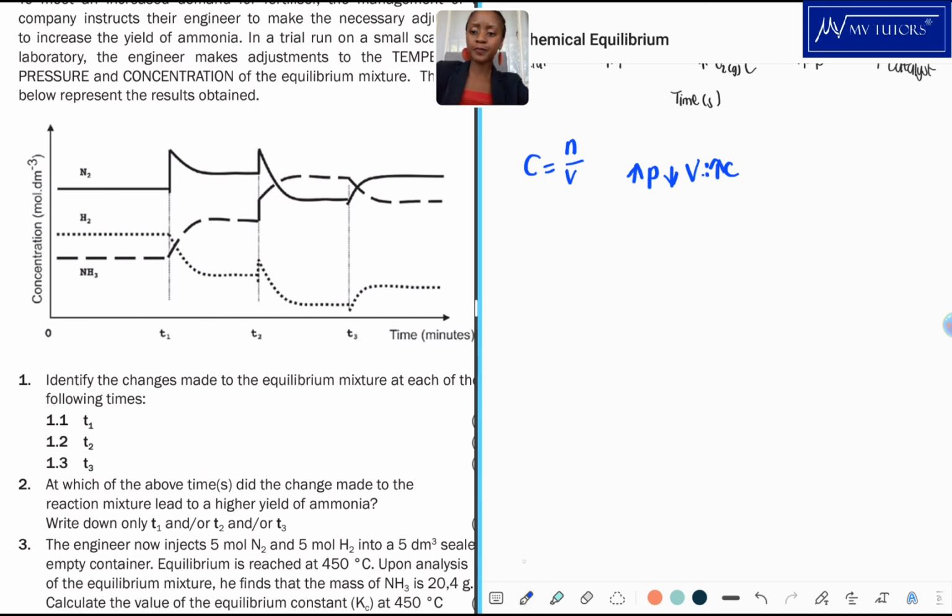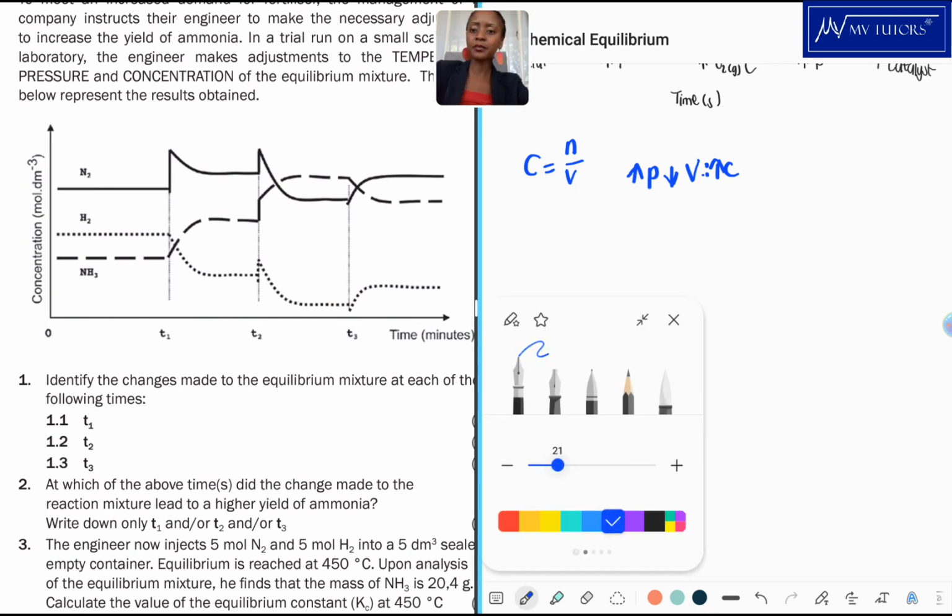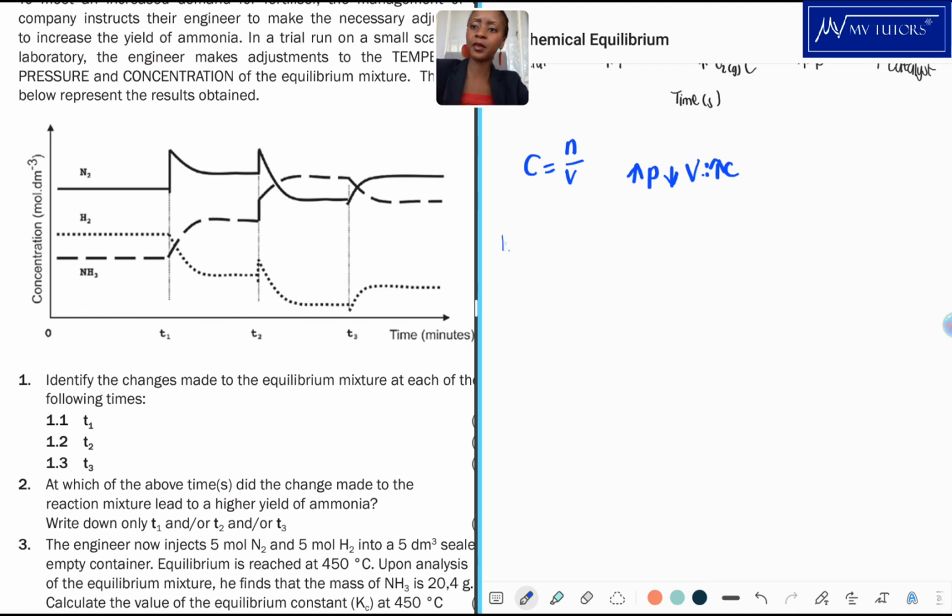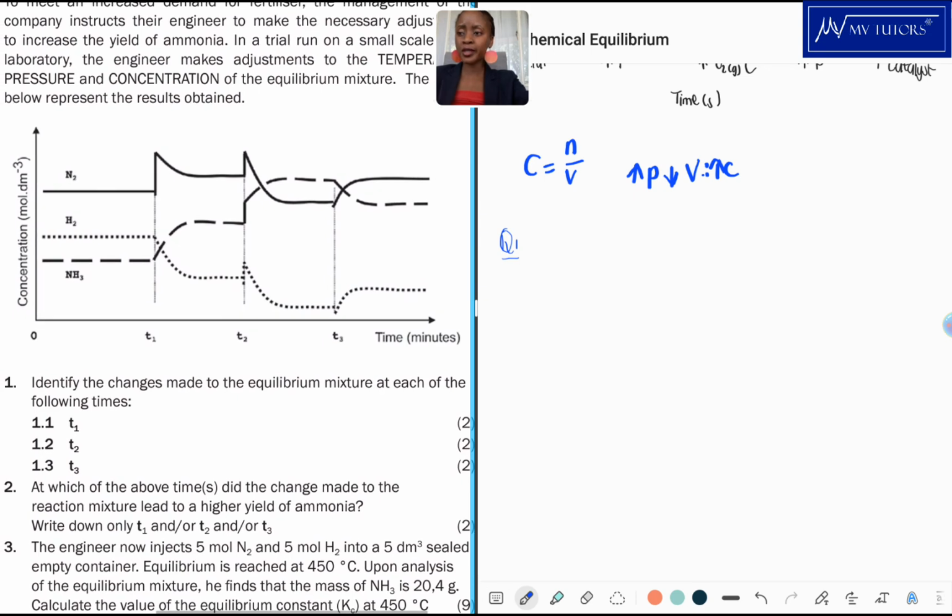We should flow, I believe. Okay, so question one. It says identify the changes made to the equilibrium mixture at each of the following times. So like we said, 1.1. T1 is an indication of an increase in concentration. T2 is an indication of increase in pressure. And T3 is an indication of an increase in temperature. Okay, because it's endothermic.